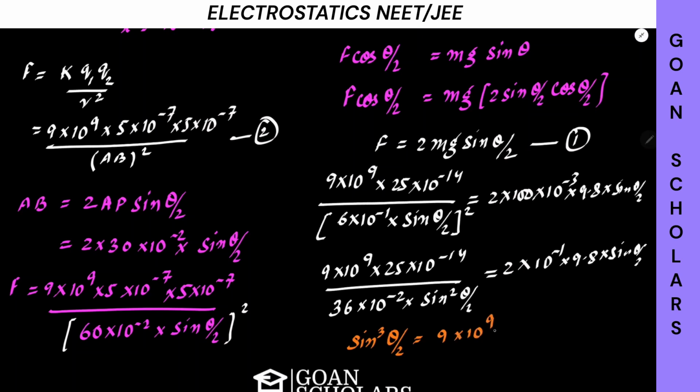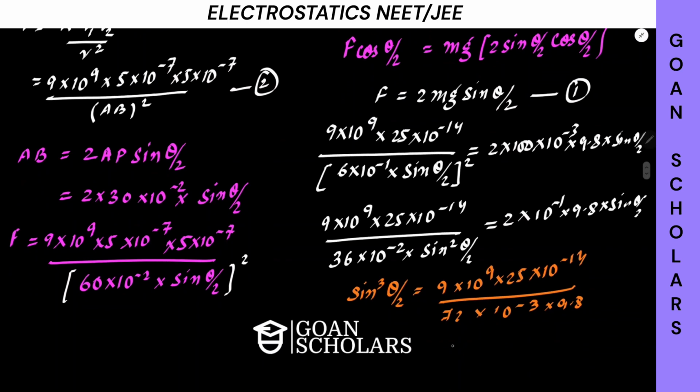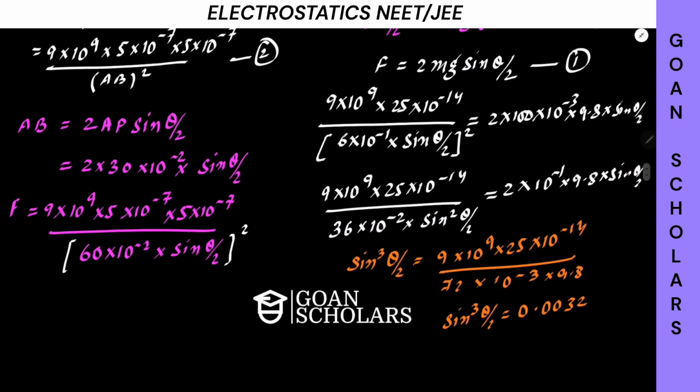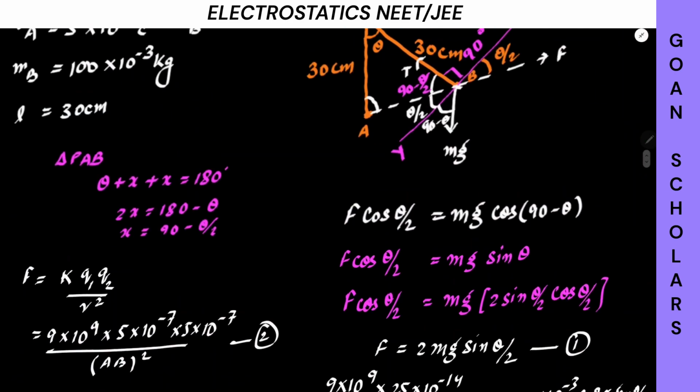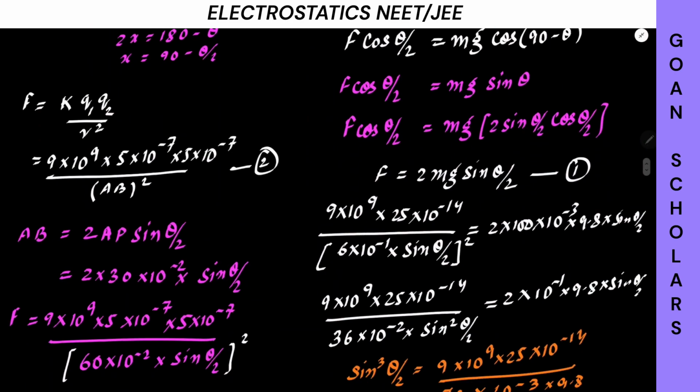So this will be 9 into 10 to the power 9 into 25 into 10 to the power minus 14, whole divided by 36 into 272 into 10 to the power minus 3 into 9.8. When you simplify it, you will get approximately sine cube theta by 2 equals 0.0032, and using a calculator you can figure out our angle theta, which is nearly 17 degrees. That's our complete answer. I hope this is clear.